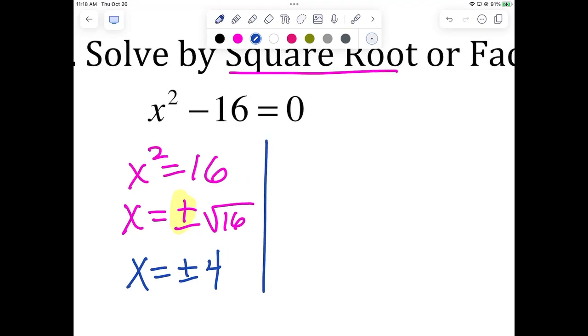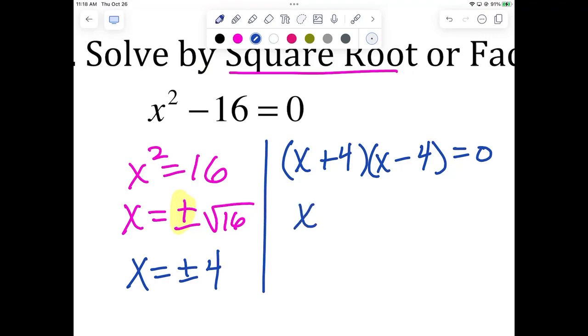X squared minus 16 is a special product. It's a difference of two perfect what? Not circles, but squares. So it factors into the product of two conjugates, right? So it's the square root of x squared, and the square root of 16, which is 4. So it's x plus 4 and x minus 4. And now you can rattle off the roots.